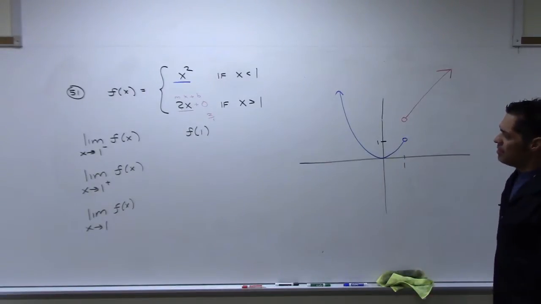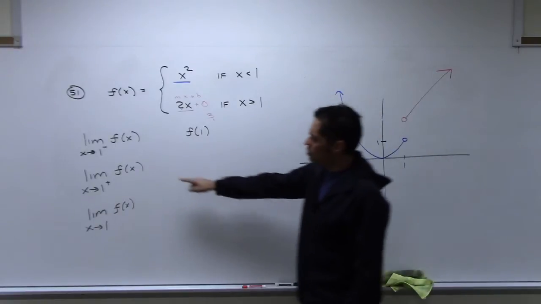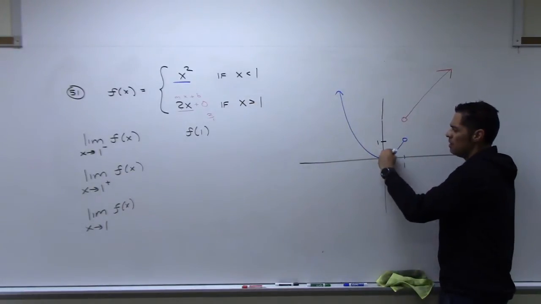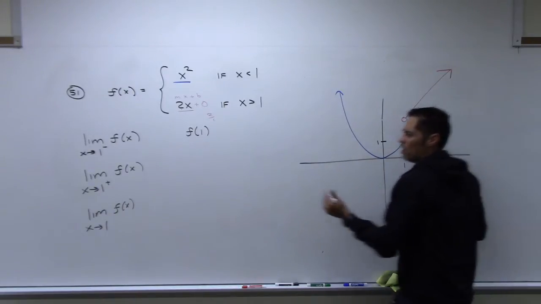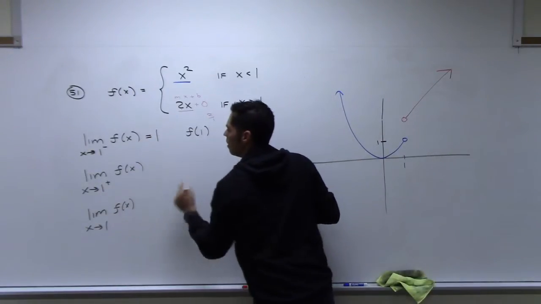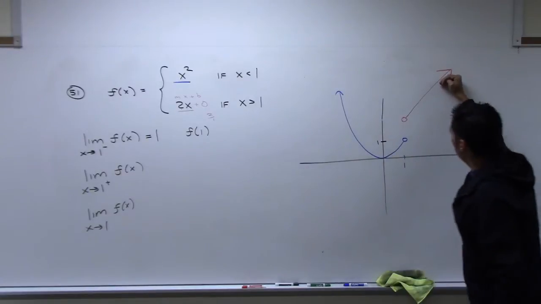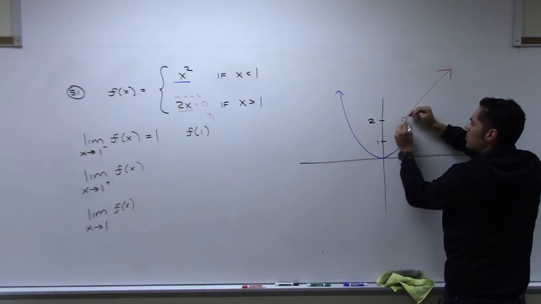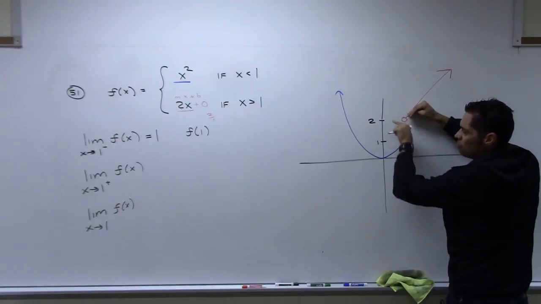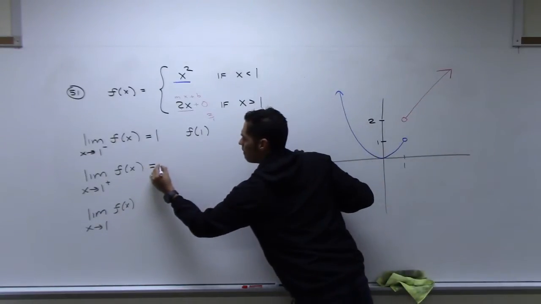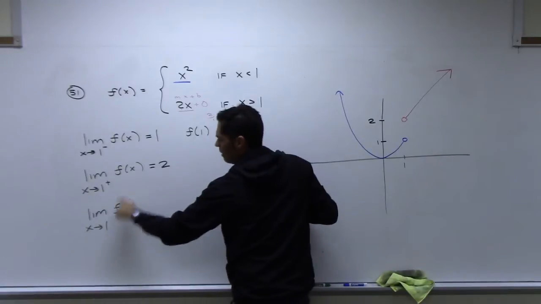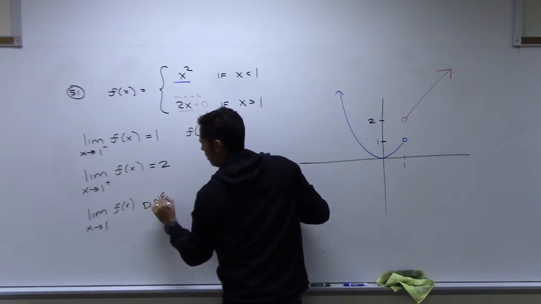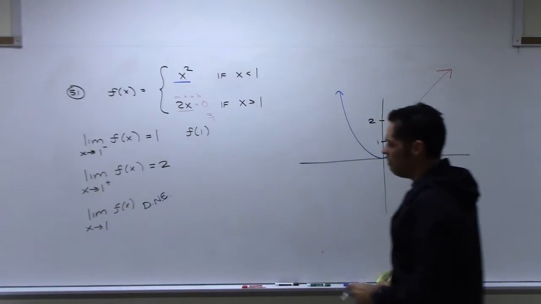So now let's ask what's happening as we approach 1 from the left. So here's 1. From the left, our y value is headed towards 1. From the right, we're on the red one, and that one, remember, we went up 2 and over 1, so that y value is approaching 2. And that means that it's not the same from the left and the right, so this limit does not exist automatically because they don't match.